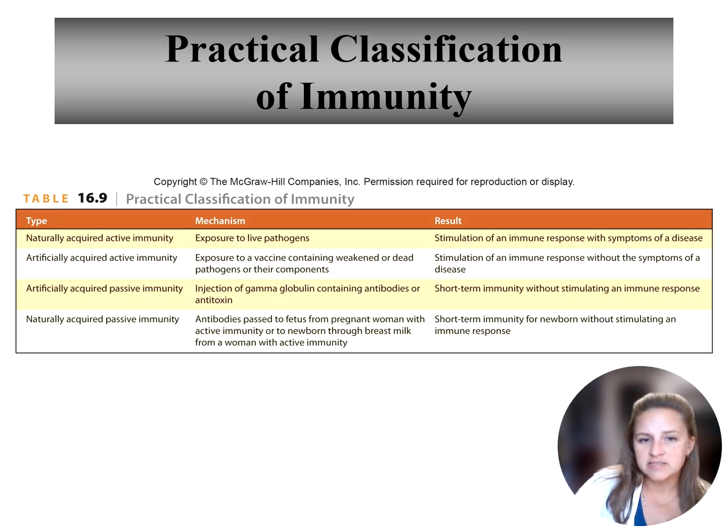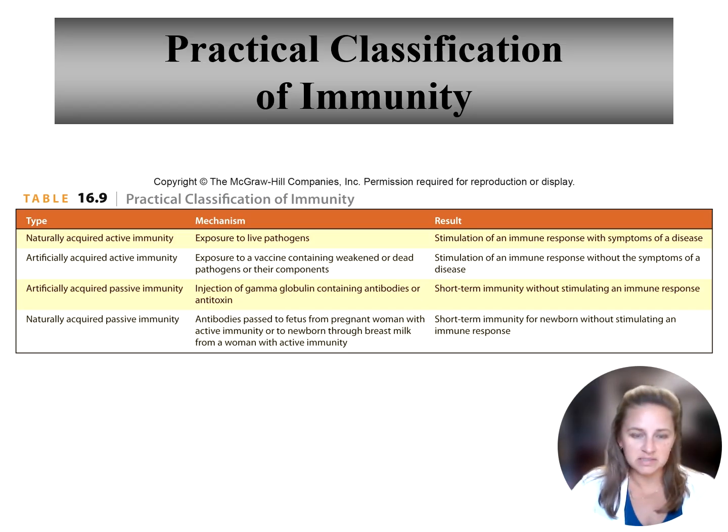Artificially acquired passive immunity. This would be like an injection of antibodies. This is very rare, uncommon. This is not like a vaccine. This isn't something that is typically done. And then naturally acquired passive immunity. This would be like antibodies being passed from mother to fetus during pregnancy.